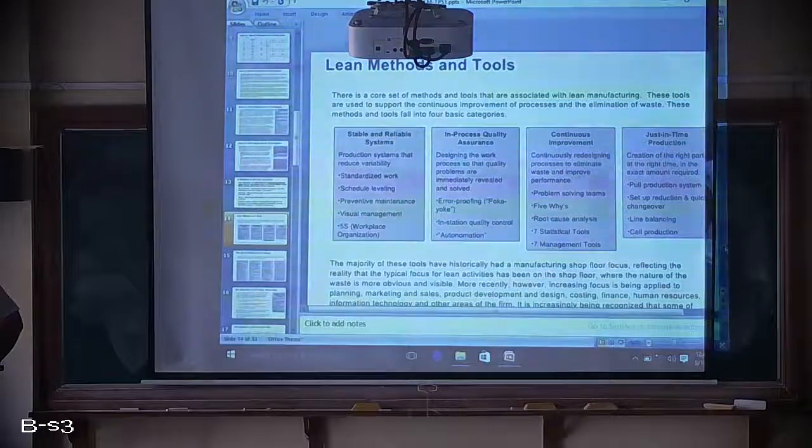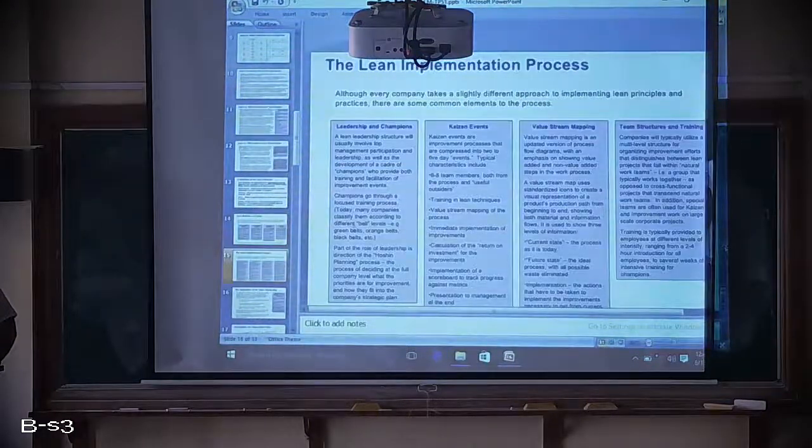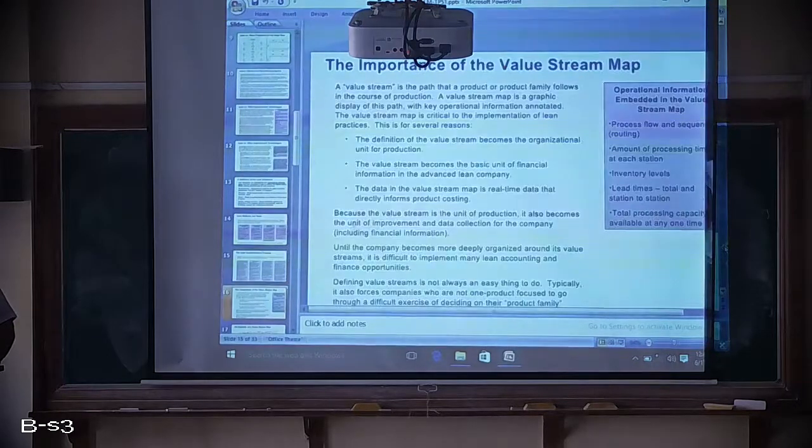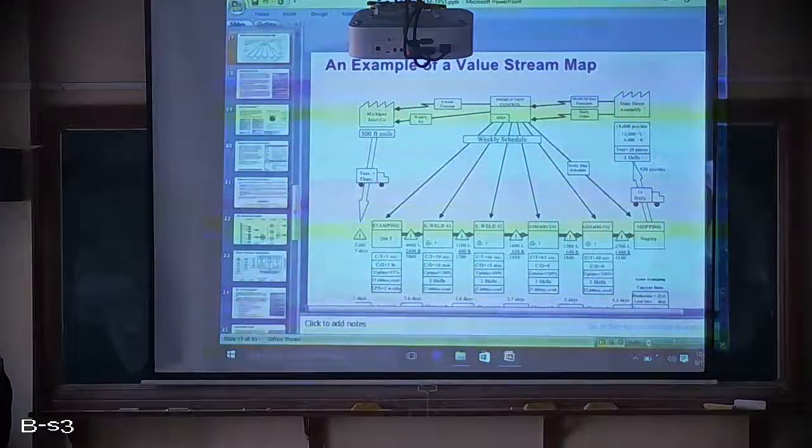I told you these things already: lean tools many times, leadership, Kaizen events, velocity mapping, training and all these things. I also told you about the importance of the value stream map, explained it, and also showed how to draw it.